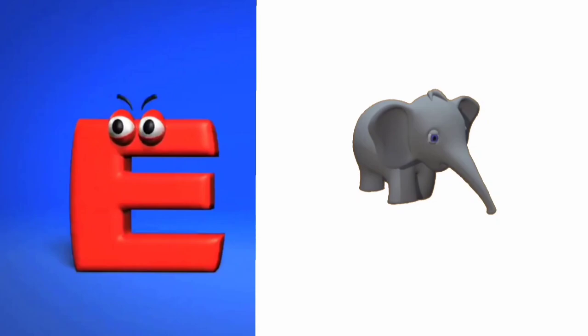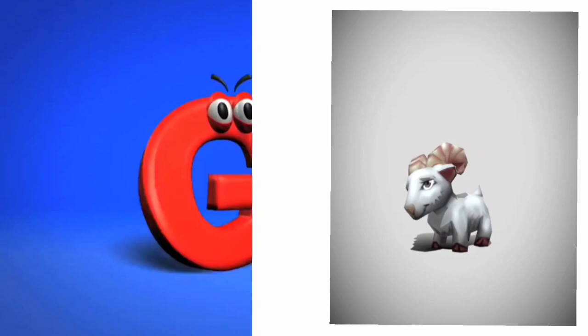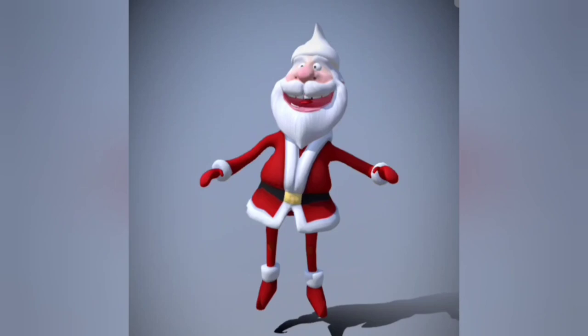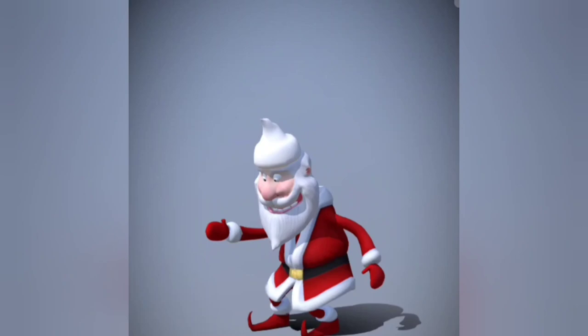D is for dog. E is for elephant, elephant. F is for fish, fish. G is for goat, goat. H is for hyena, hyena. Watch out for the hyena! Run, run, run!